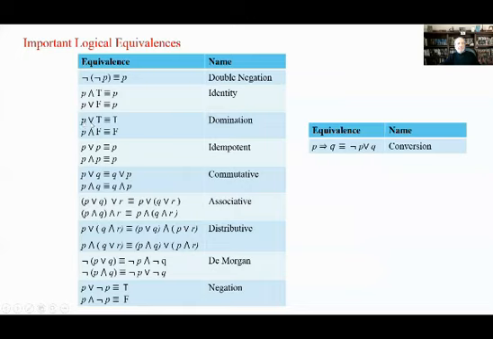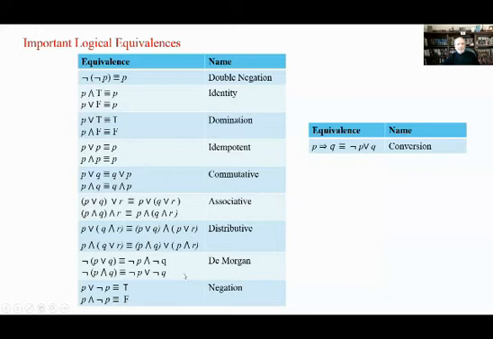Domination, P or true is true, because when the or is true, at least one of them is true. P and false is false, no matter what is the value of P. And you keep going. Associative, commutative, we know what that means. Distributive, we know what that means. We just did one of them earlier.